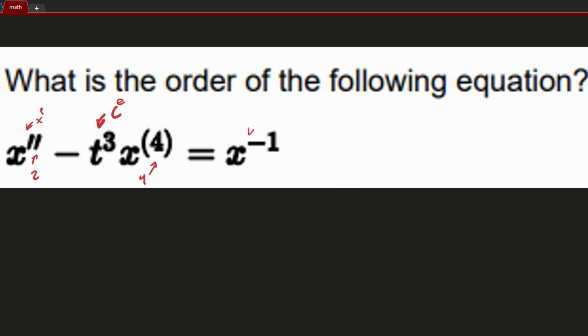And this x right here is just going to be an x with an exponent, not a prime. So again, this is an exponent with a prime. We have to compare our two primes. We can see that this one is smaller than this one. So this is going to be our order. And so the order is going to be 4 for this problem.